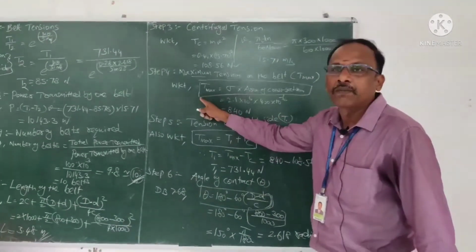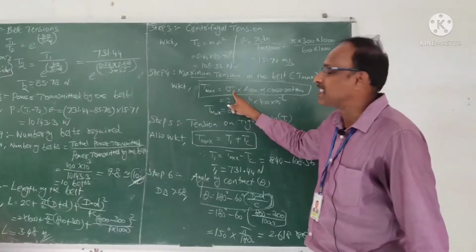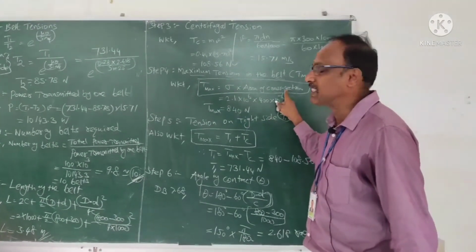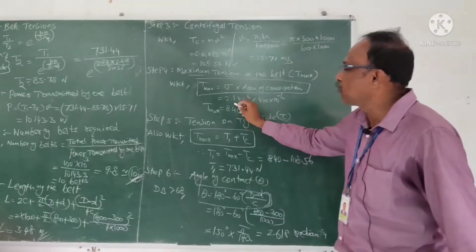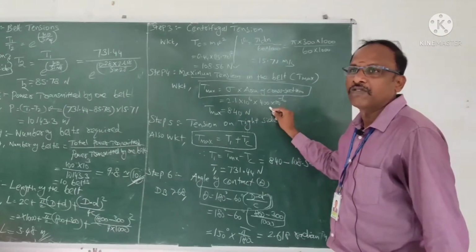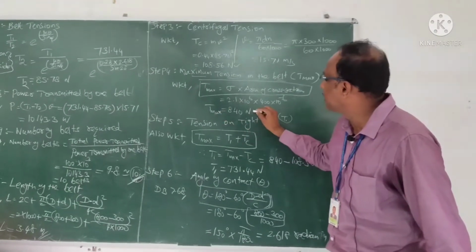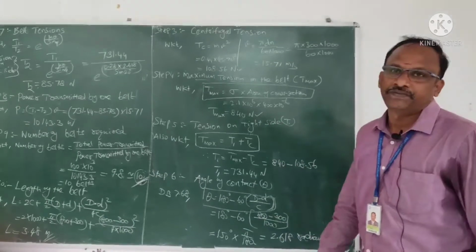Next step, we calculate the maximum tension in the belt. We know this formula, that is T max equal to, based on the stress, stress into area of cross section. Stress is given as 2.1 into 10 power 6 multiplied by area of 400 into 10 power minus 6. We can get the value T max as 840 newton.